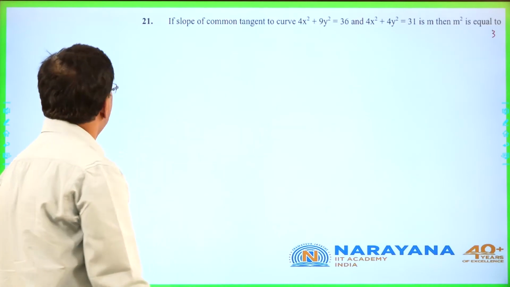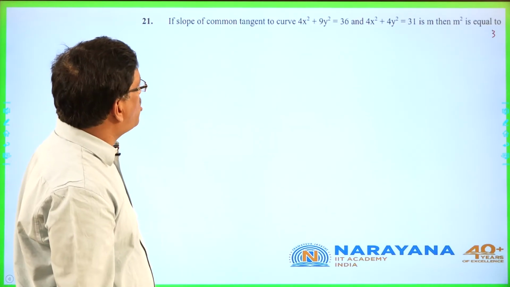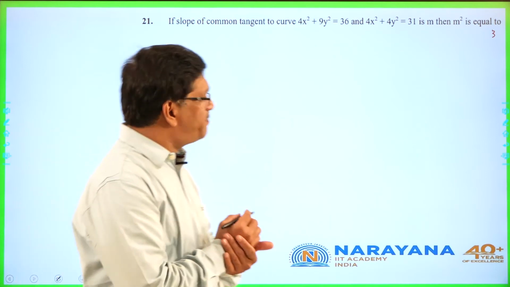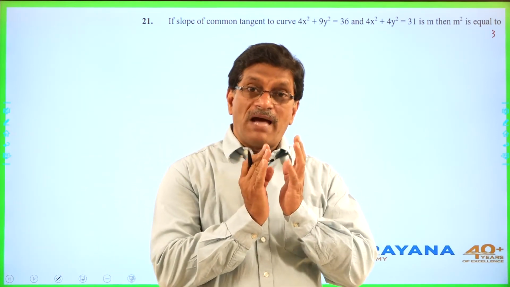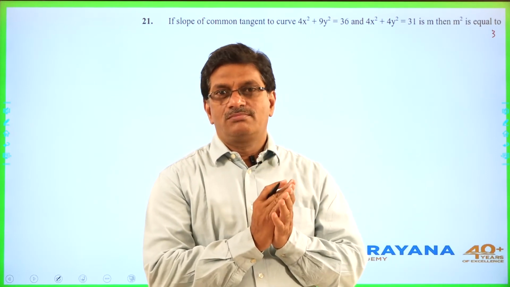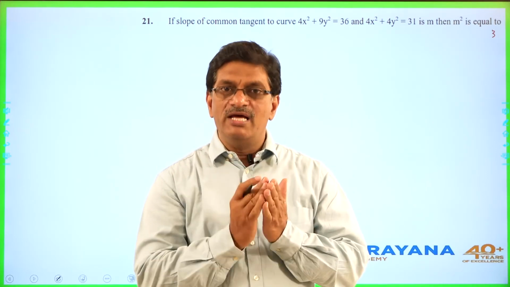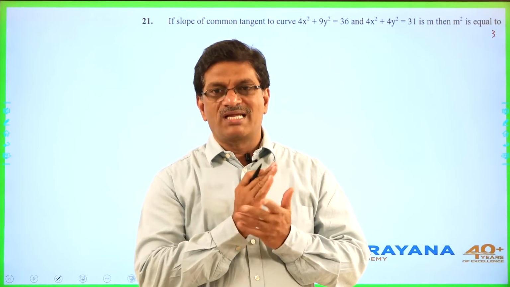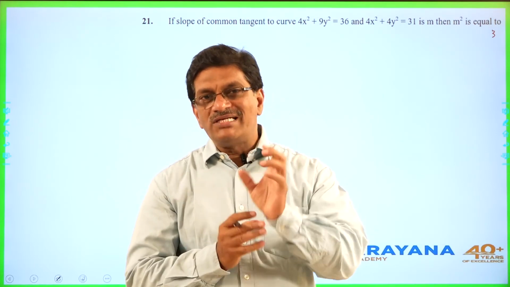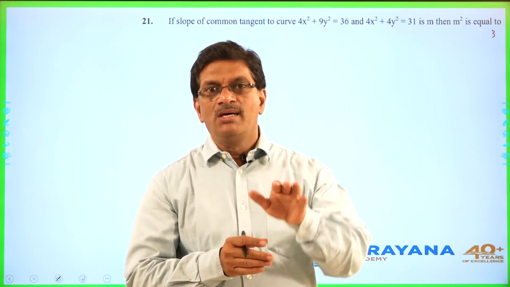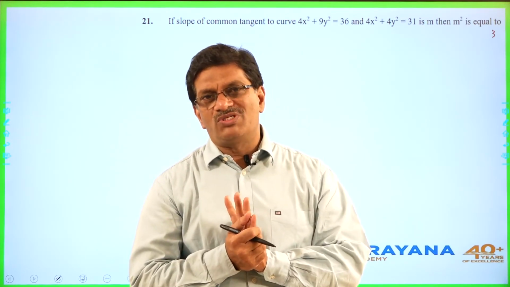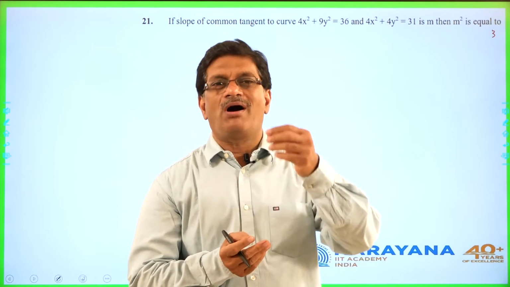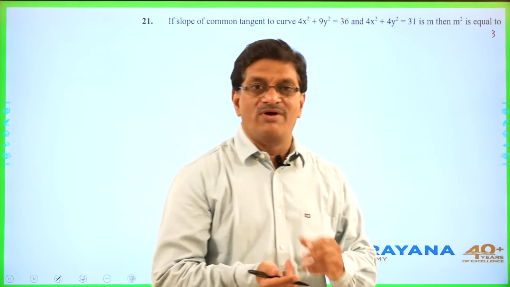Question number 20. If slope of common tangent, this is what? Repeatedly we are getting this type of questions. One parabola, ellipse. Parabola, circle, ellipse, circle, hyperbola, circle is given. Write the tangent condition for parabola, then apply perpendicular distance from center is equals to radius to find the slope or parameter t, whatever it may be.